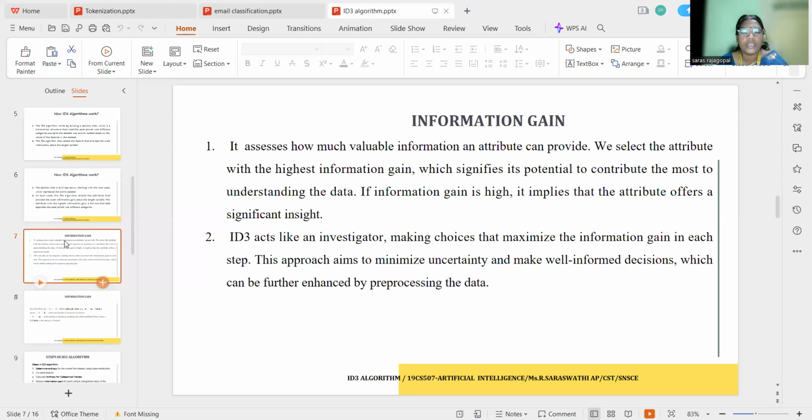ID3 acts as an investigator. It makes choices that maximize the information gain in each step. It aims to minimize uncertainty and make well-informed decisions.